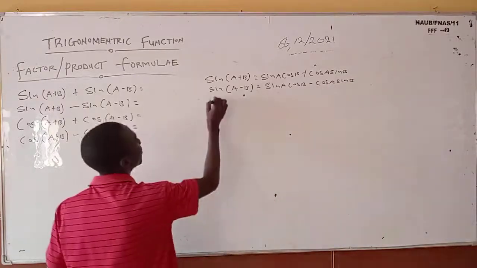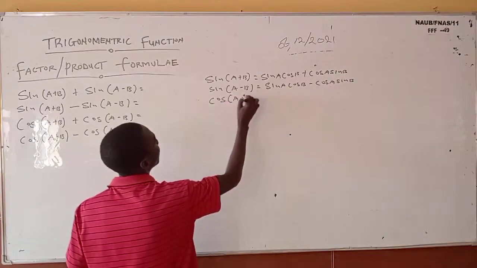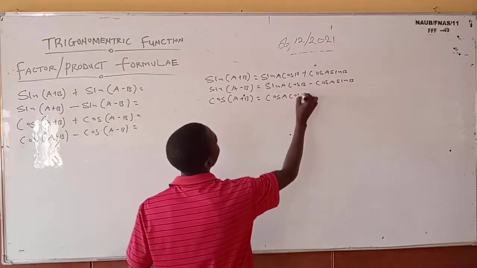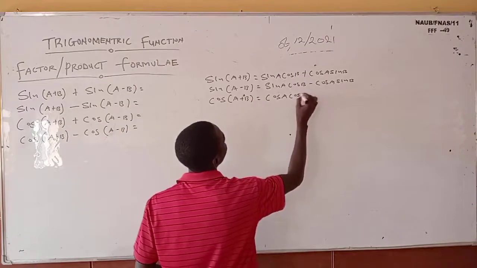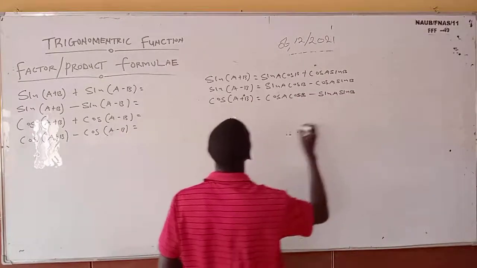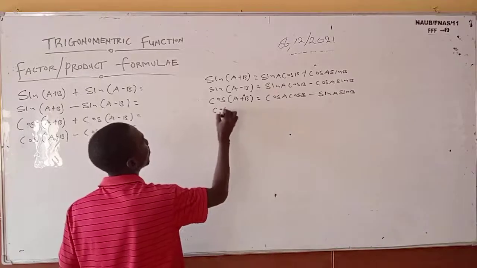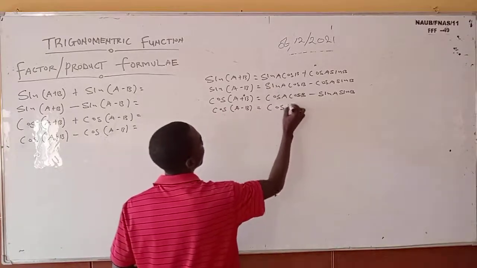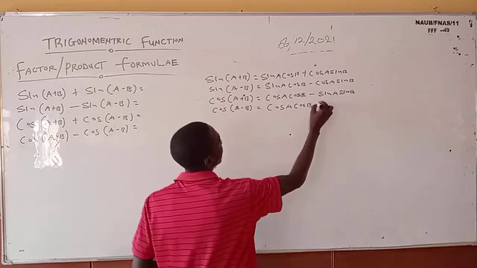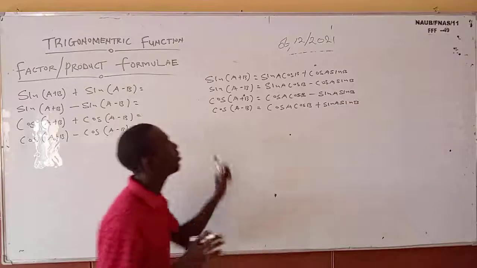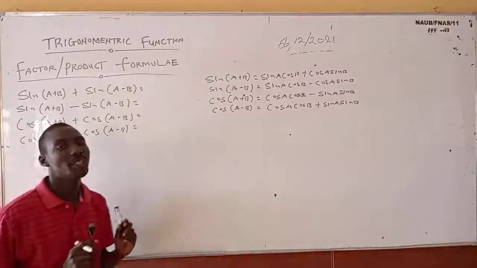And I've also shown this, cos A plus B is equals to what? Cos A cos B minus sine A sine B. You have to know this also, cos A minus B is equals to what? Cos A cos B plus sine A sine B. So these are what you use, compound angle.